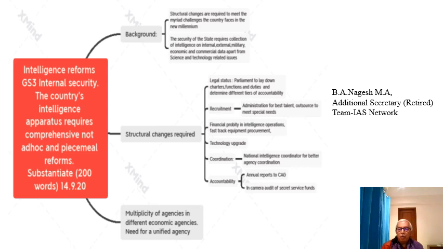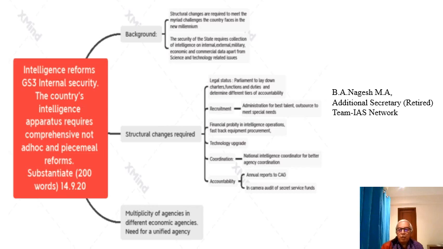Like we've seen how the defense forces are, what should I say, hamstrung by the bureaucratic procedures, how the equipment delivered to them is often sometimes substandard or in insufficient quantities. So what we propose, fast track equipment procurement, upgradation of technology, coordination, whether there is the need for any national intelligence coordinator for better agency coordination.